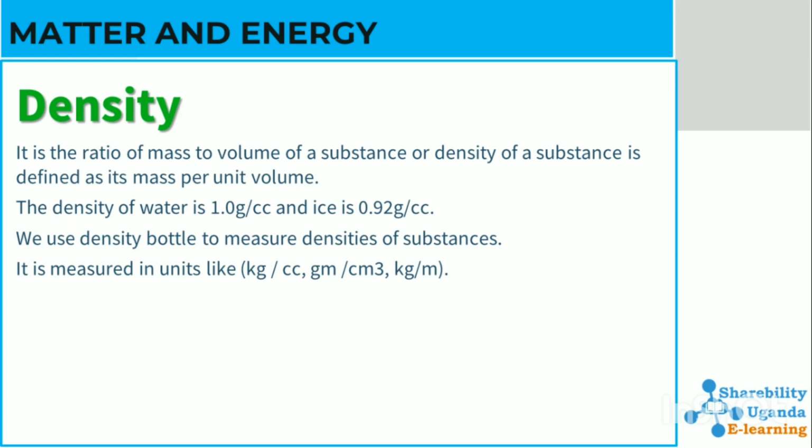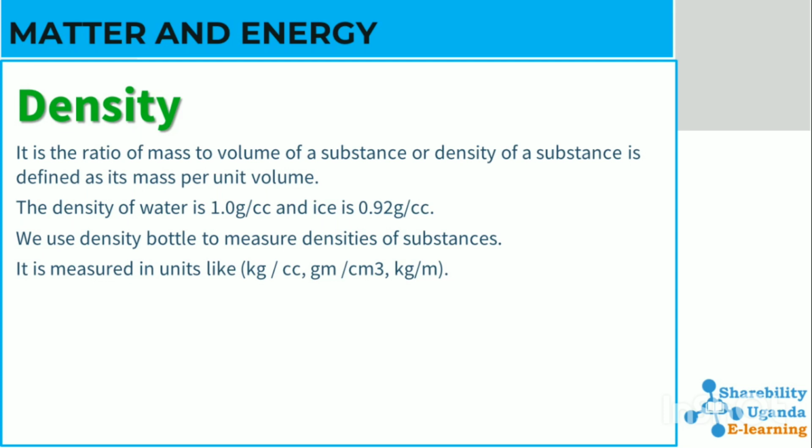And lastly, we can look at density, which is defined as the ratio of mass to volume of a substance, or is defined as mass per unit volume. The density of water is constant, and it is 1 gram per cubic centimeter, and that of ice is 0.92 grams per cubic centimeter.